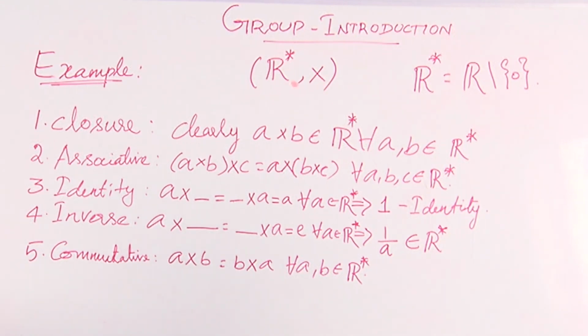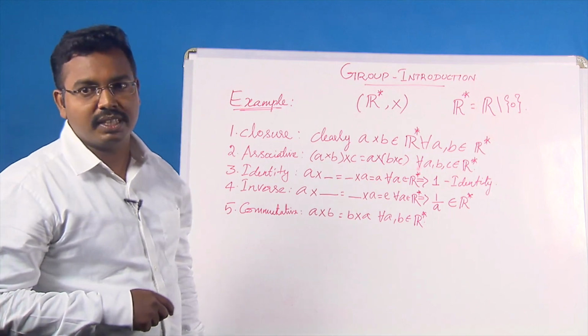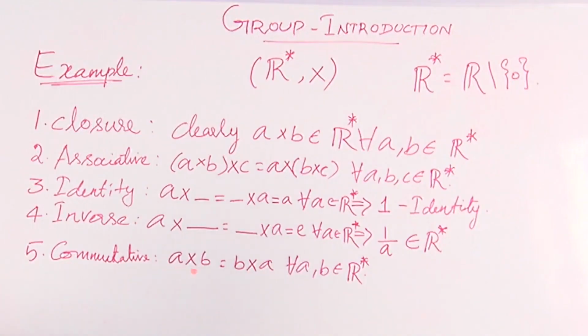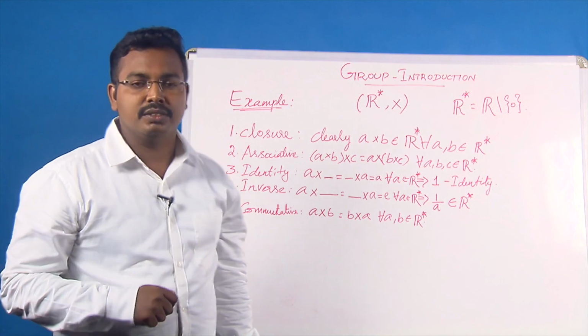Therefore, R star comma cross forms a group. Again, we have to check one more property to verify whether it is abelian or not. The commutative property: A cross B equals B cross A for all A comma B in R star. Therefore, the commutative property always holds, and this R star comma cross forms an abelian group.